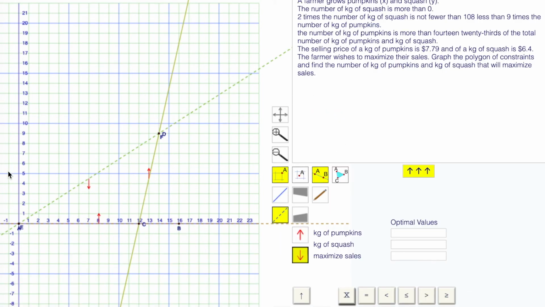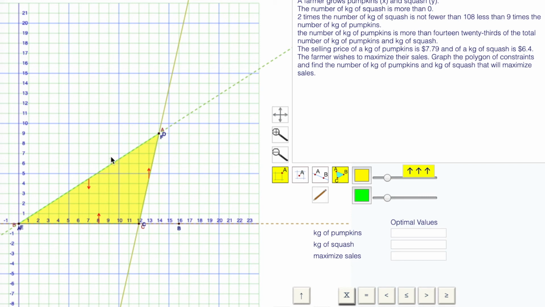Let's double check that. I'm going to make the polygon by going over here, and I'm just going to click on the 3 vertices that make up our polygon of constraints, and there we go. So this is the polygon of constraints. The next thing, I want to figure out the optimal value. We want to maximize sales. We're probably looking at something close to the A, but the A is not part of the feasible region, so it can't be a solution. So we're probably looking at this point right here, which is 13.8.